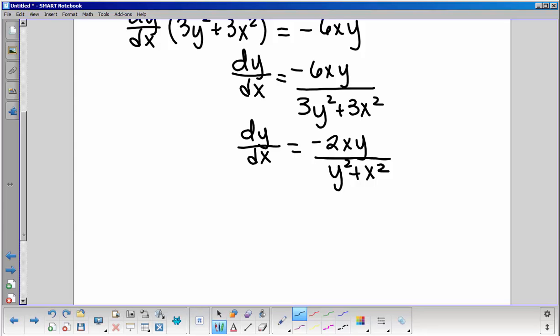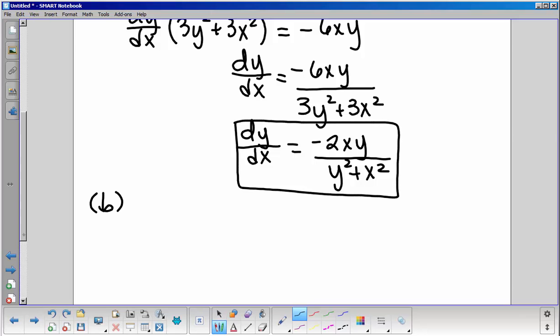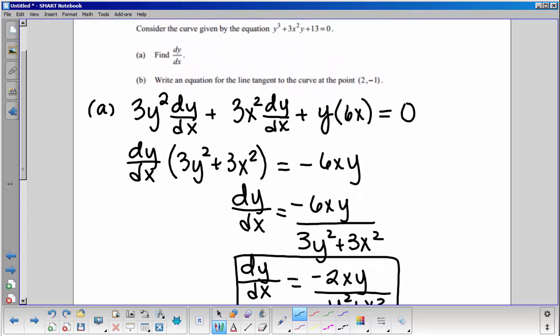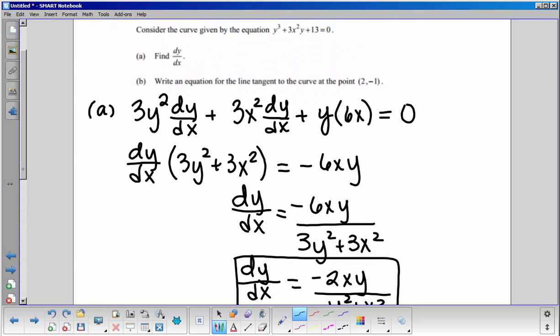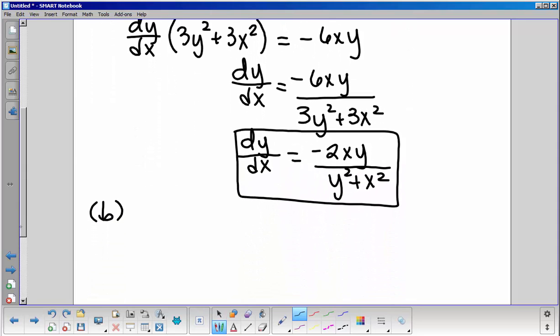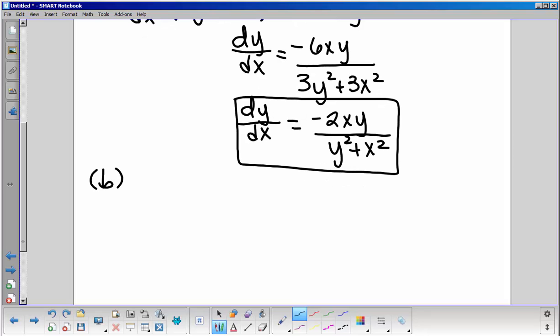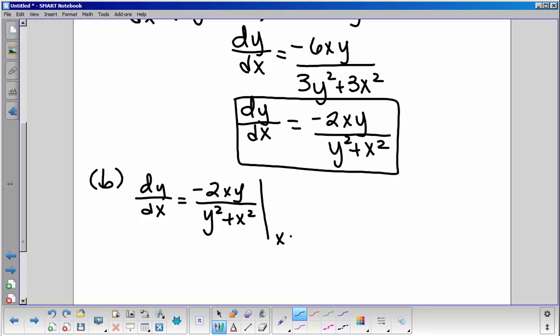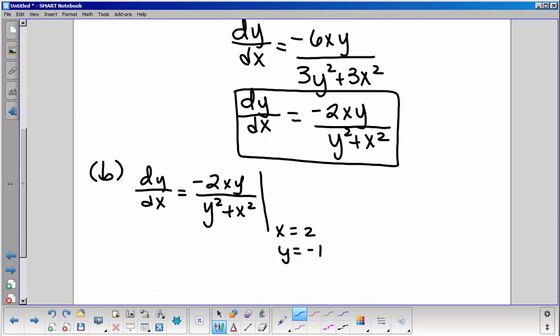All right, well, there's the derivative. That was easy. Part B says find the equation for the line tangent to the curve at the point (2, -1). So they gave us a point. Just plug it in. So we need dy dx when x is 2 and y is negative 1.